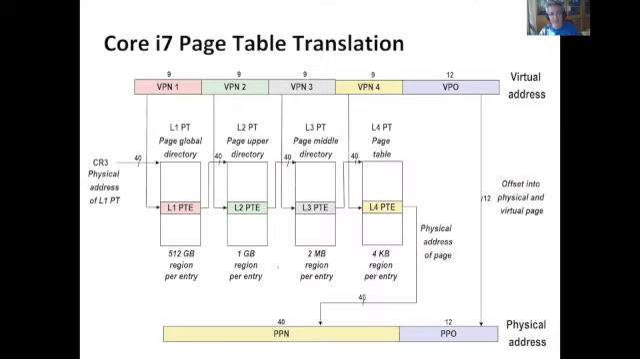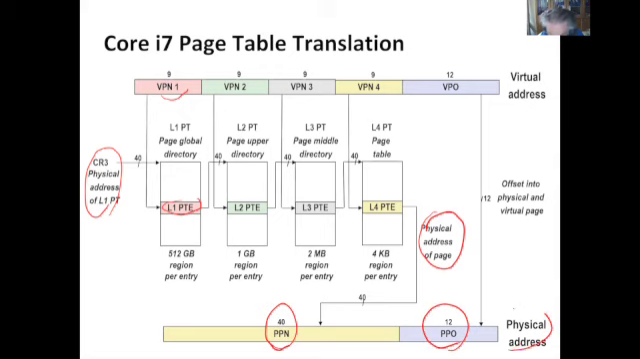Okay, so this is how it works. We have VPN1 and the CR3. This is the beginning, and you can see that from level 1. Note that at the end of this whole thing, you will get your physical page address here. The PPN is 40 bits, and then by adding the page offset, you'll get your physical address.